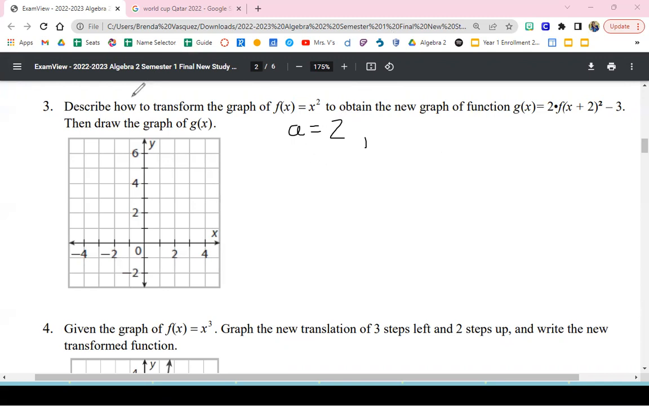Here, let me go ahead and write it for you guys in the general form. g of x, we did this one yesterday, equals a times f of x inside parentheses, x minus h, plus k. Which one's another one? H. Which one's H? So what is h if you take it out of the function?